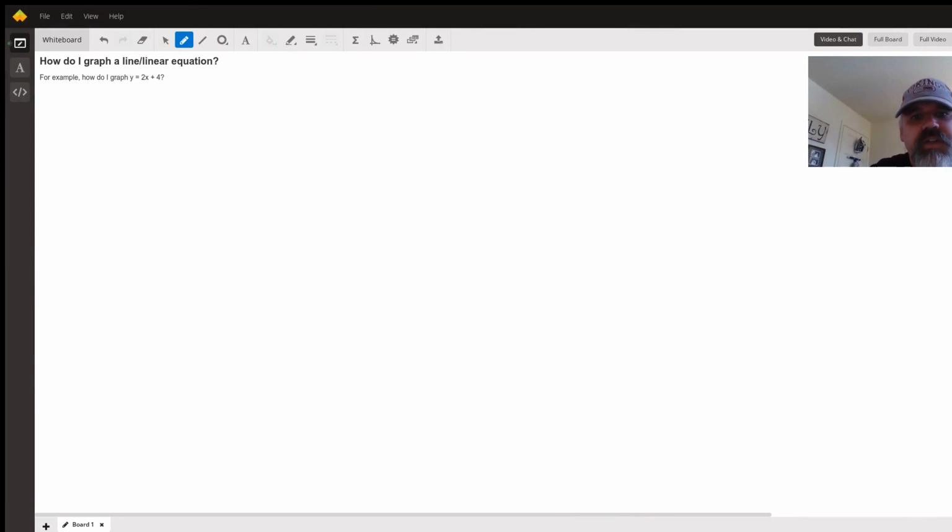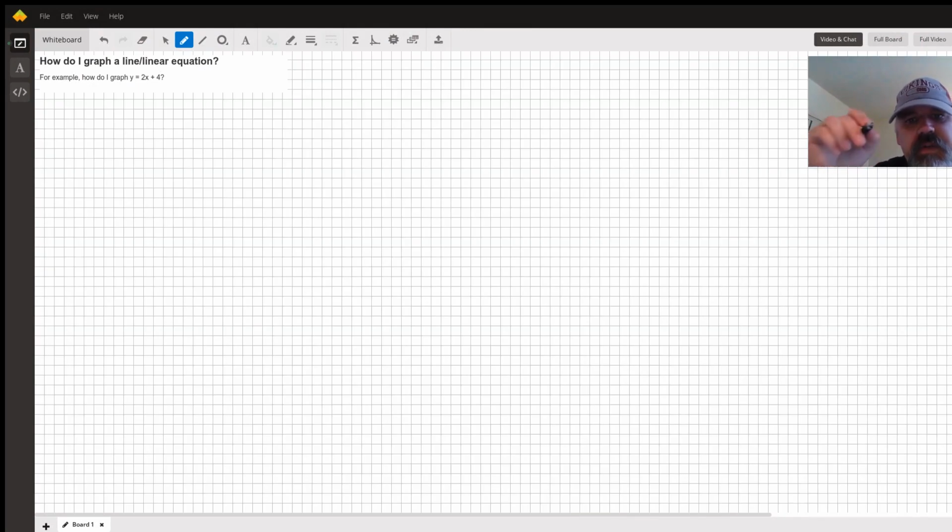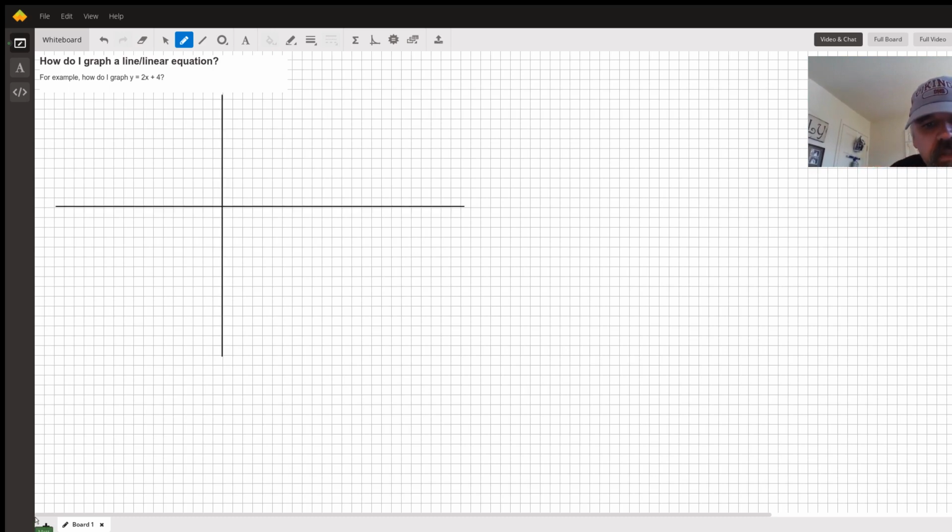To graph a linear equation, I'm going to first add some graph paper here. Let's put some grid paper on the background. And then let's choose a line here. I'm going to put a line right across here. I'm sorry, it's not perfectly in the graph, but all right, so here's my graph paper.